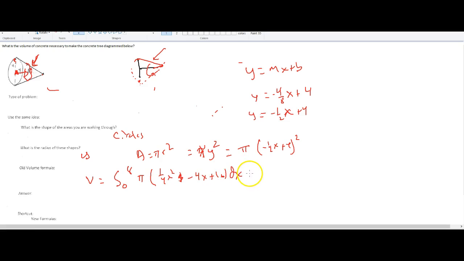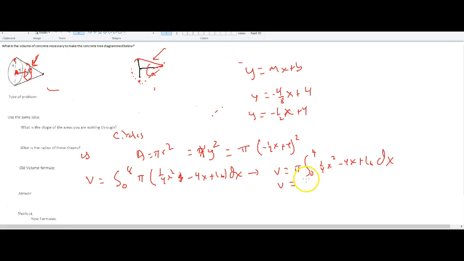So I'm going to have to integrate this to find my answer. I'm going to say V equals, and I'm going to pull my pi out because I don't want it inside of there, because it's icky. I'm going to clean this thing up so I'm ready to go: 1/4 x squared minus 4x plus 16 dx.